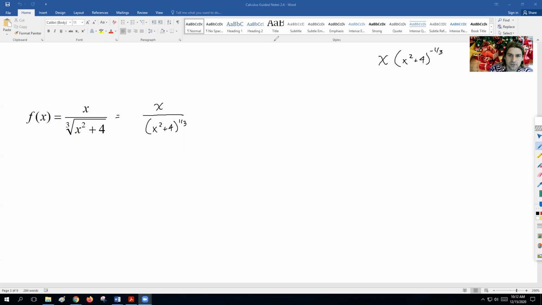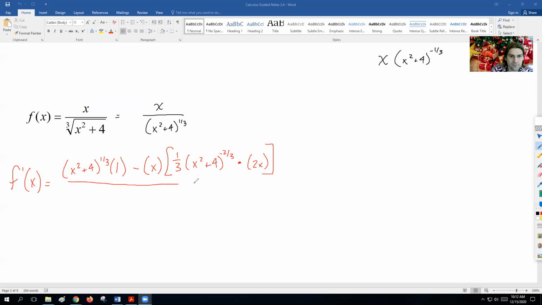But either way, let's do the quotient rule here because we haven't done an example with a quotient rule. And we'll go through this. So quotient rule says we got low, which is (x squared plus 4) to the 1/3 power. And then d high, the derivative of x is just 1. Minus high, which is x. And the derivative of the bottom, we have to do the chain rule: 1/3 of that something to the negative 2/3 power times the derivative of the inside. That derivative of the inside would be 2x. All over low, which will become (x squared plus 4) to the 2/3 power if we square the 1/3 power.